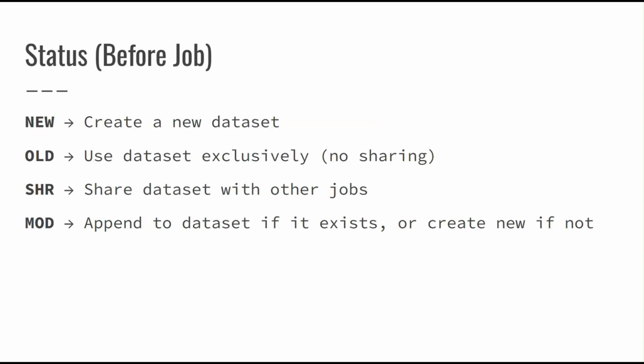In status, we have four options: NEW, OLD, SHR, which means share, and MOD. NEW means we are telling it to create a new dataset. OLD means we are asking to use it but no sharing is allowed, so we use OLD. SHR means share; it can be used in this JCL and any other job also, so we are using SHR. MOD means if the particular dataset is present, it will be used; if not, it will create a new one.